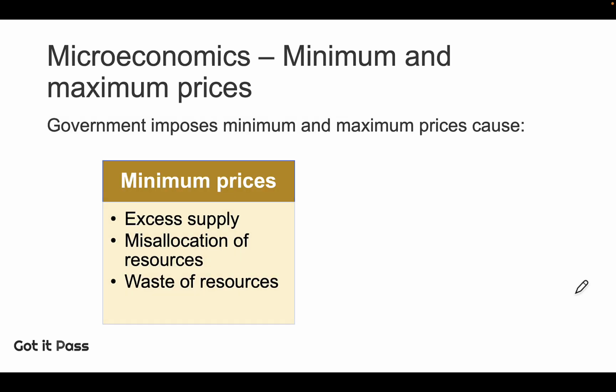We just mentioned price setting, like price ceiling or price floor. And now we examine what the consequences of those minimum or maximum prices are. Minimum prices cause excess supply. They cause misallocation of resources and the waste of resources.